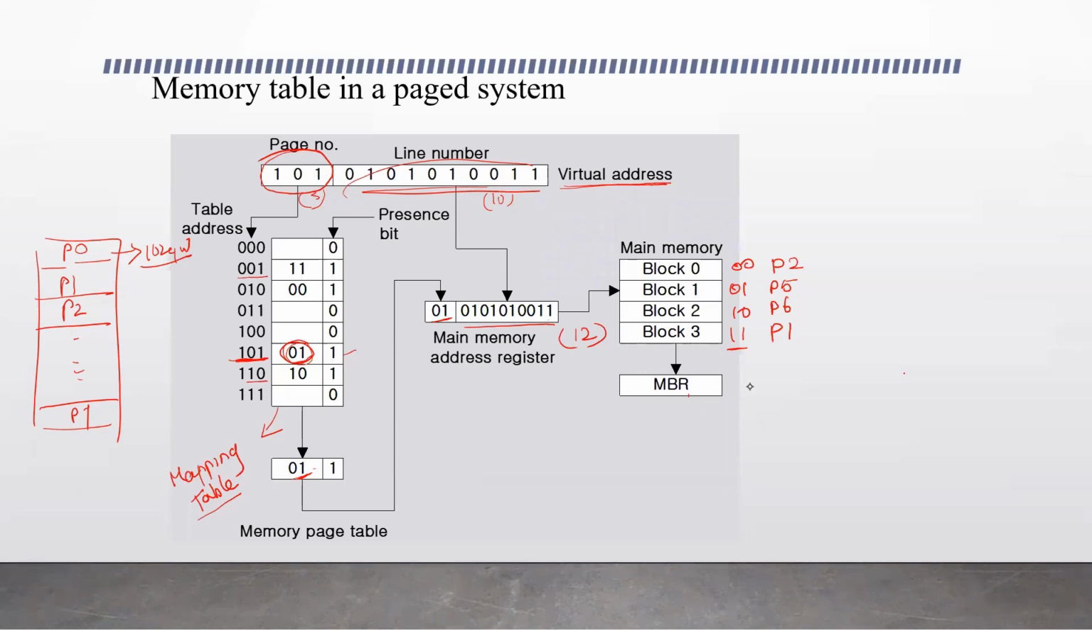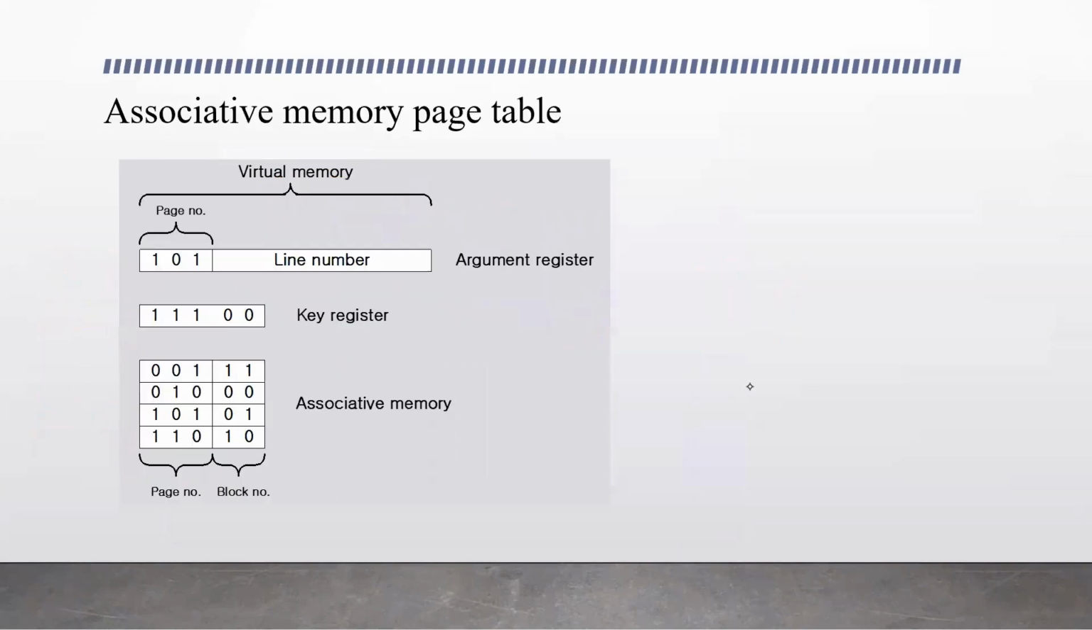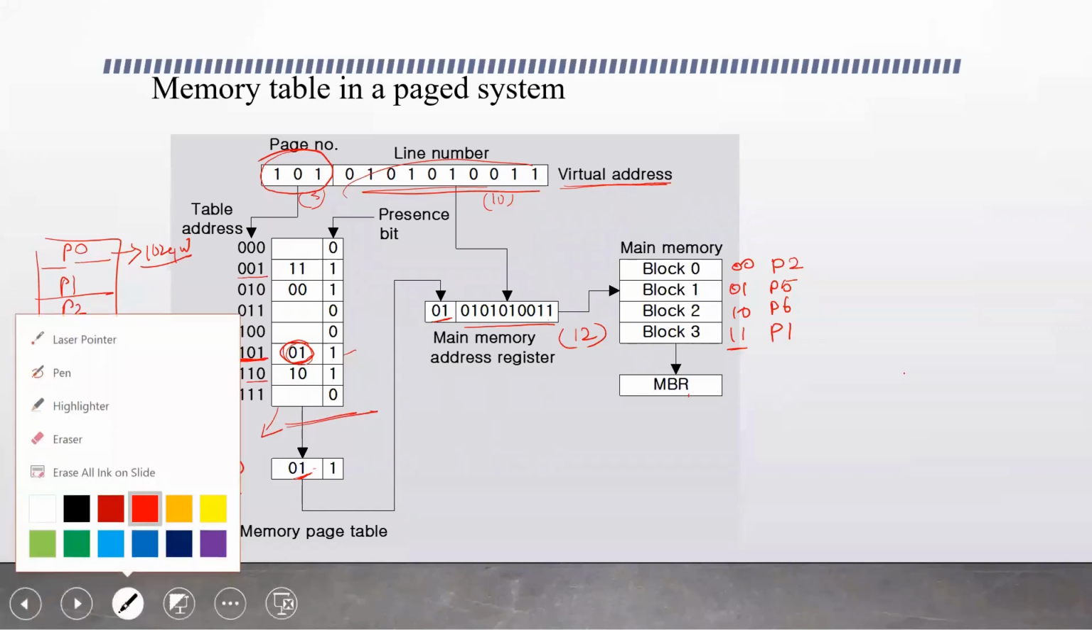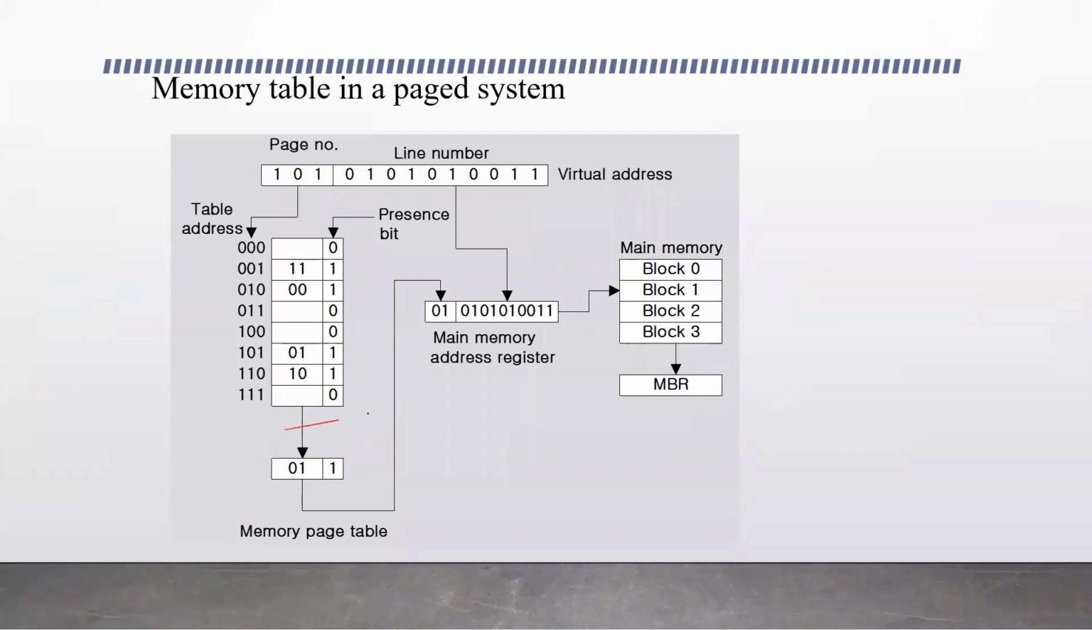And here, one disadvantage is, we are learning about the associative memory page table. The page table here, if you take this, is the memory mapping page table. In this memory mapping table, how many entries are there? Only 4 entries. So the number of entries in the page table would be equal to the number of blocks in main memory. Generally, we need a separate space for maintaining this page table, correct?